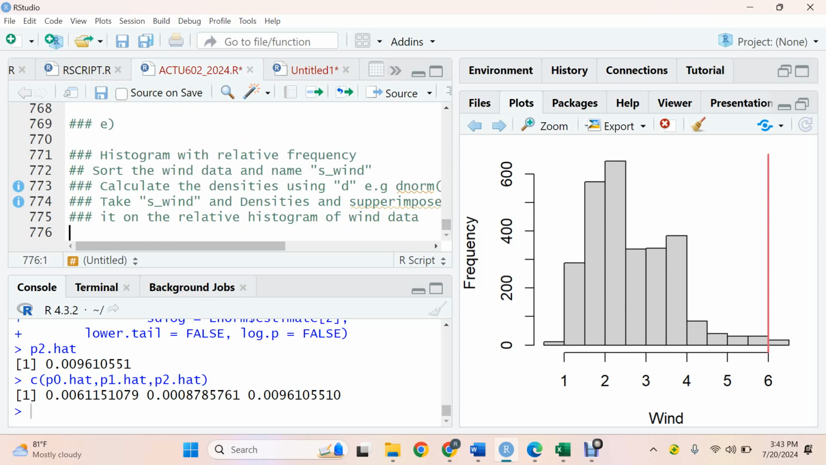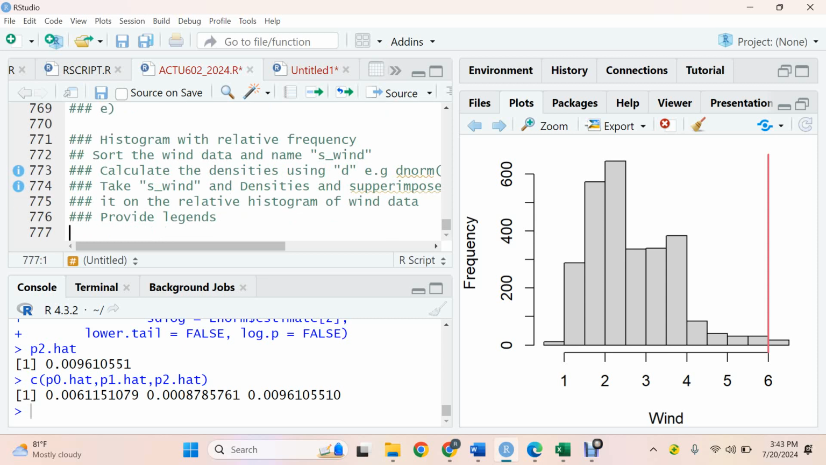And then provide a legend, right? Yes, sir. Provide a legend nicely. If you want to put your legend, it should be on the top right, because there you have enough space. Don't put your legend here, because it will distort your graph. It depends on what your graph is, and then you decide where to put it. That's all. So please go through this, and I think it will be enough.